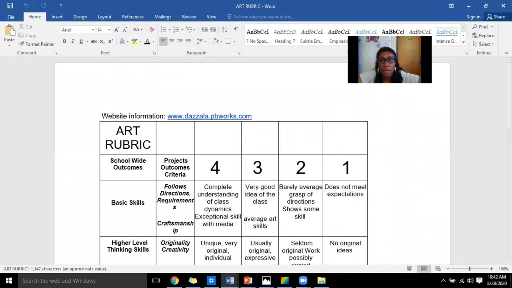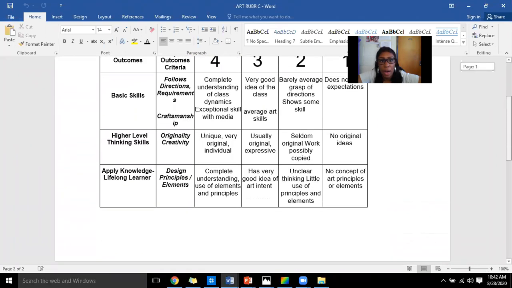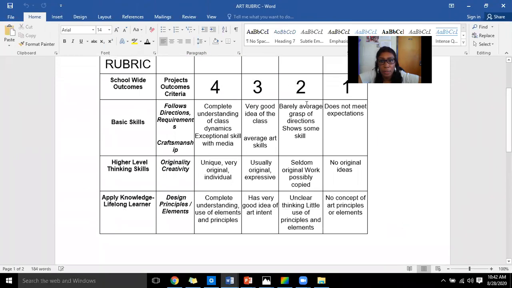So I grade on a scale of 1 to 4, as you can see here. 4 is the highest, 1 is the lowest. So 1 means you did not meet my expectations. In number 2, you barely grasped the concepts and skills. And number 3, you just did the basics. So basic is like a 3, like a B average. 4 is when you go beyond what I say to get that A. Okay, it's unique, it's individual.